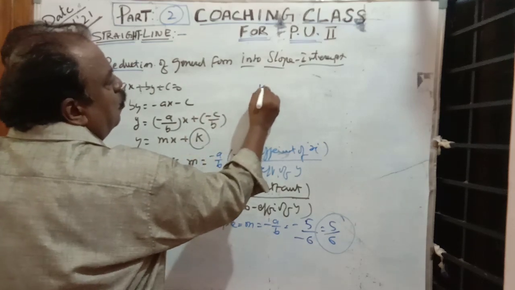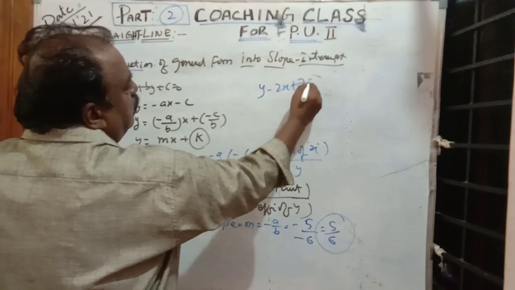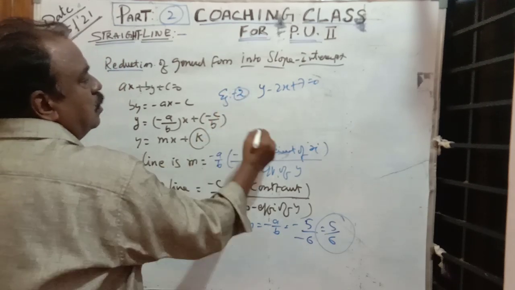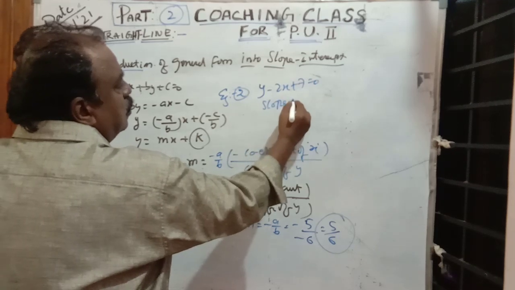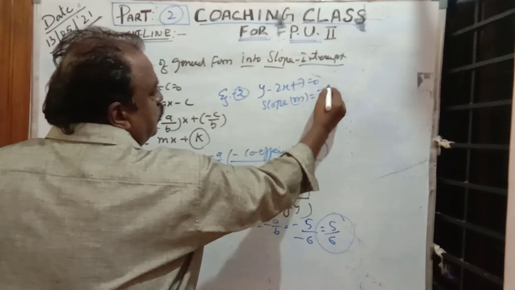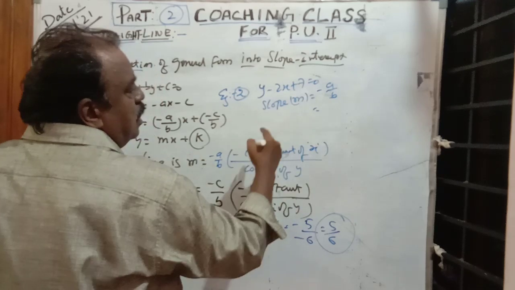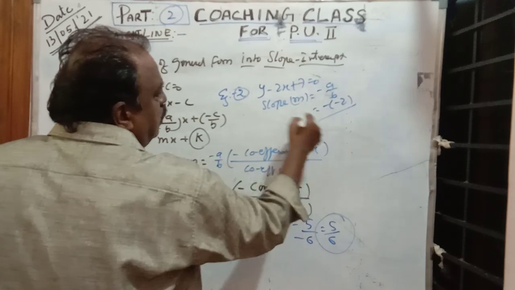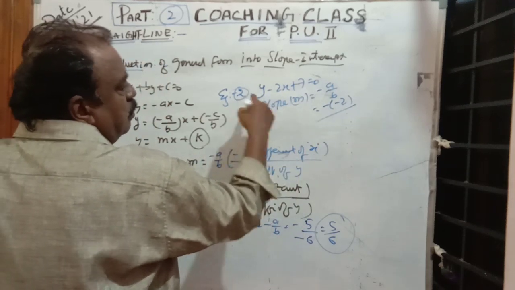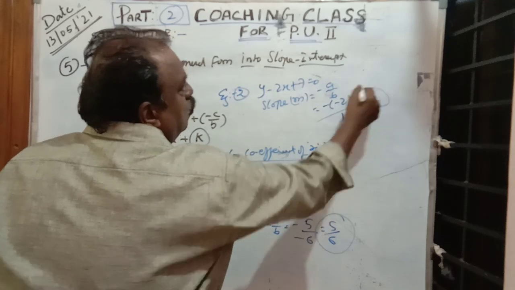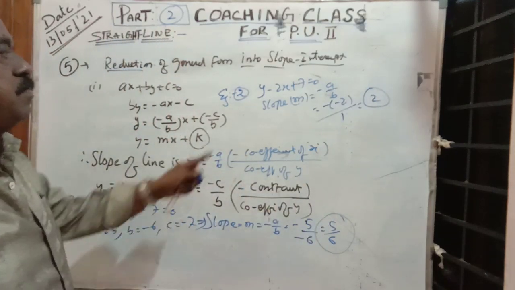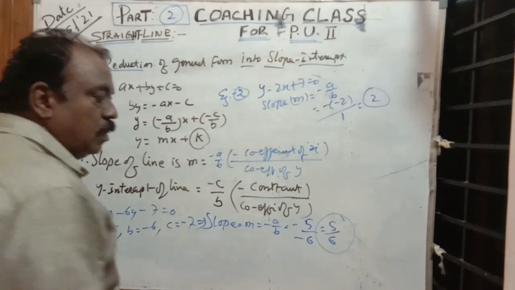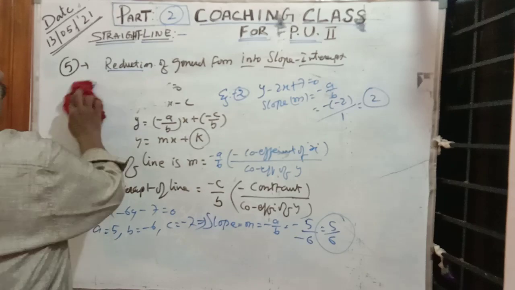Suppose y minus 2x plus 7 is there. It is a line. So one more example. What is the slope? Slope m is equal to minus a by b. What is a? Not 1. A is minus 2, so minus of minus 2, by b, the coefficient of y, is 1. So it is 2 only. So the slope for this one is 2. Like this we have to calculate.